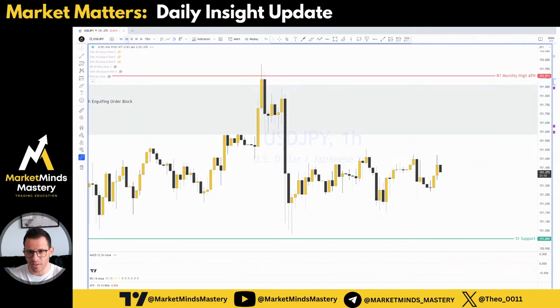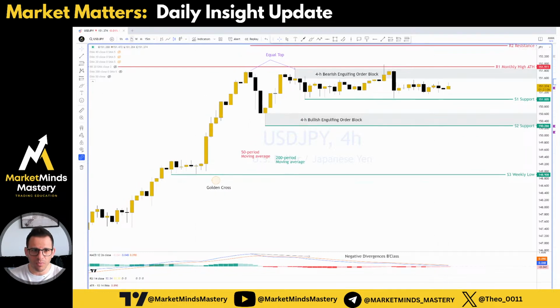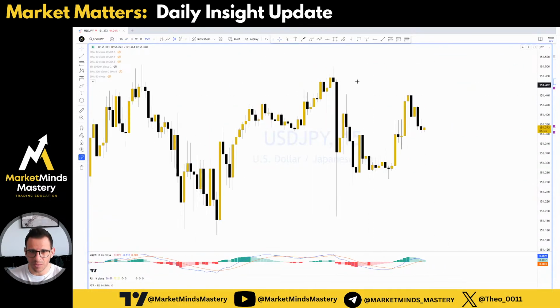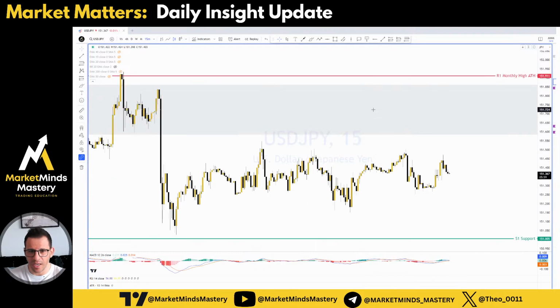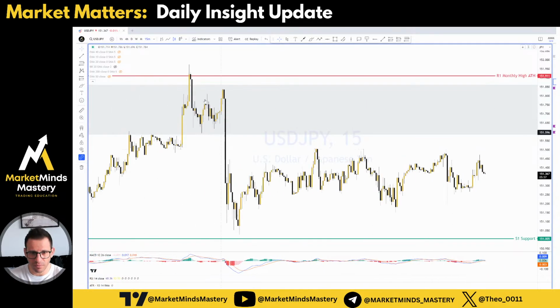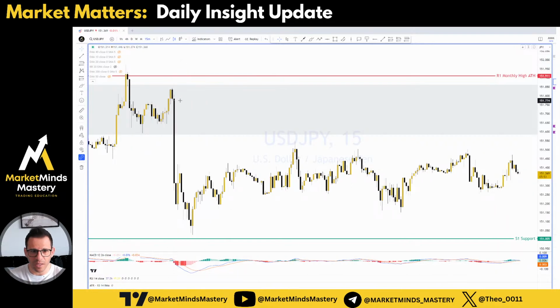I'm not interested in doing anything with that one, unless you believe that this order block here on the 15-minute chart can be the area to look for short positions. Okay, any questions, guys?